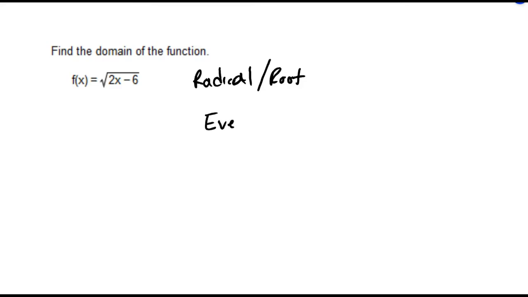So when you have an even root, like the square root, if you take the square root of a negative number, you get i. So we want to find values that are going to be defined as real numbers, not defined as complex numbers like i. So we have some restrictions on this variable.